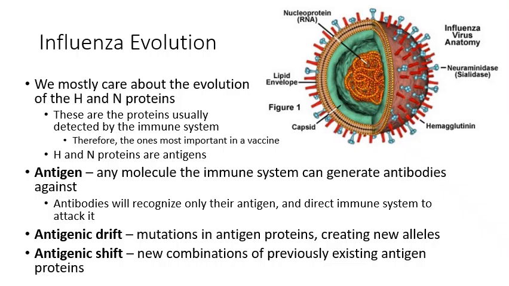So even though you have had the flu before, almost certainly, you're not immune to new strains of the flu that come out because they have brand new H and N proteins. The other thing that can happen is antigenic shift, which is where you still have the same alleles for the H and N proteins, but you have them in a new combination, and that can also make it harder for the immune system to recognize the virus.